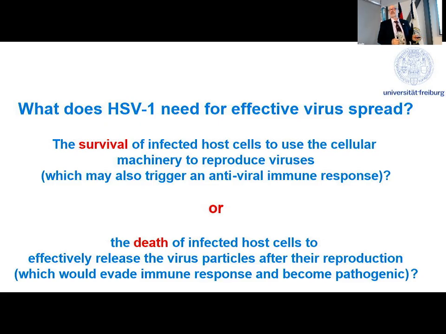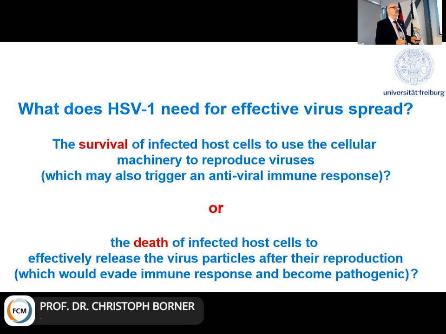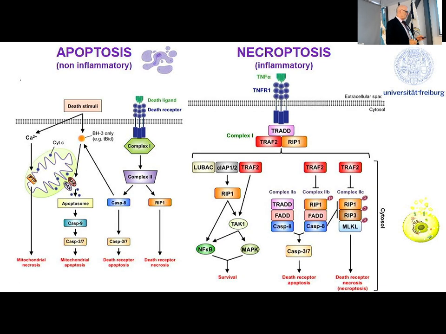But this may also trigger an antiviral immune response because the cells are there and they are detected by the immune system. Or the alternative is you get the death of the host cells, but this of course can only occur after the virus has been reproduced. In this case, this would evade the immune response and the virus could become pathogenic. So when we talk about survival or cell death, what are the two major types of cell death we have to look at?